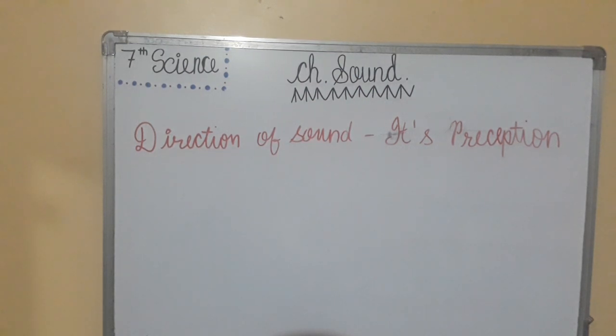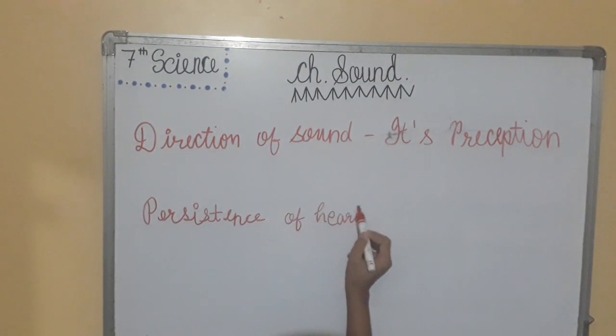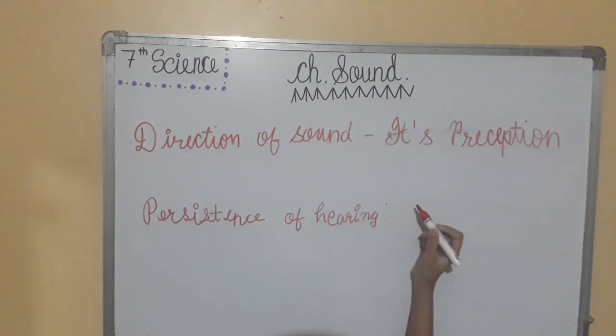Next, persistence of hearing. The impact of sound should remain on the eardrum for a minimum time interval to perceive the sound clearly. This minimum time interval is known as persistence of hearing. For the human ear, persistence of hearing is equal to 1/10th of a second. If two sounds fall on the eardrum within 1/10th of a second, they cannot be differentiated.